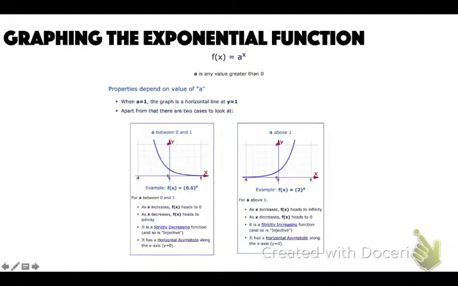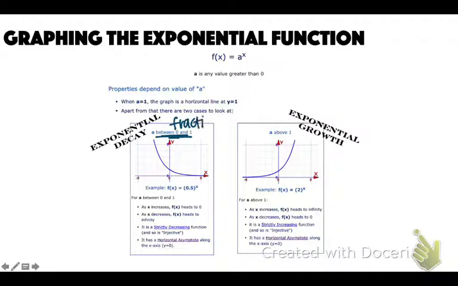Depending on what a is, it's either going to be an exponential growth or an exponential decay. So if a is between 0 and 1, which means a is a fraction, then it's going to be an exponential decay. And if a is above 1, that will be an exponential growth. This would be a fraction less than 1, because you can still have fractions that are greater than 1. Okay?